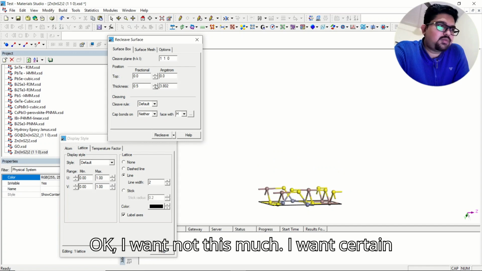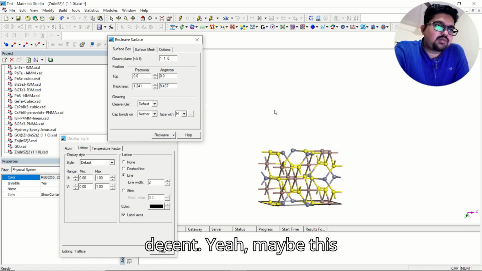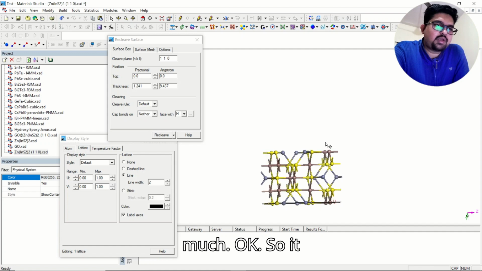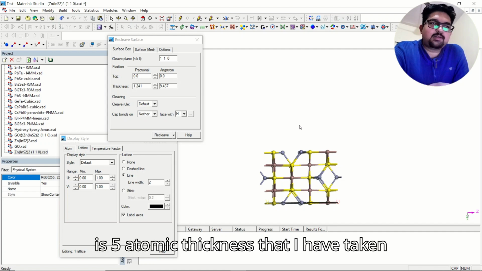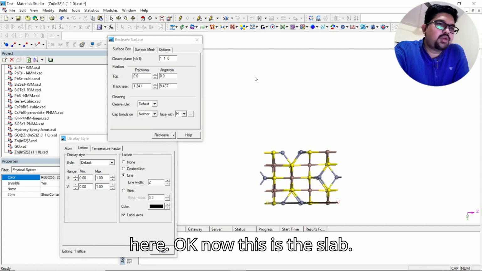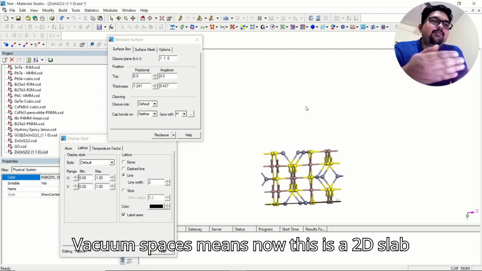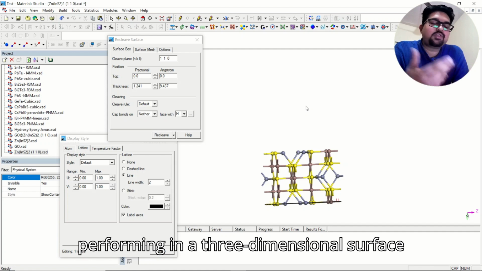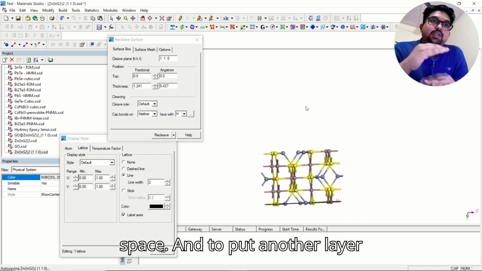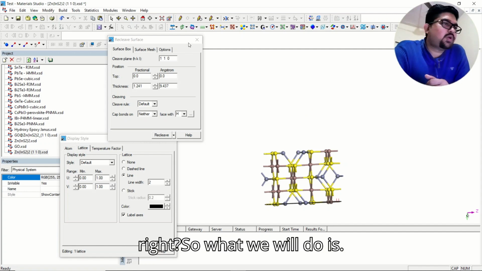Okay, not this much, I want some more layers, some decent, yeah, maybe this much. Okay, so it is 1, 2, 3, 4, 5, right? So this is the 5 atomic thickness that I have taken here. Now this is the slab. Now we need to have some vacuum space. Vacuum space means, now this is a 2D slab, right? And the calculation will be performed in a 3-dimensional space. And to put another layer, that will be the graphene oxide, we need to have some vacuum space here, right?